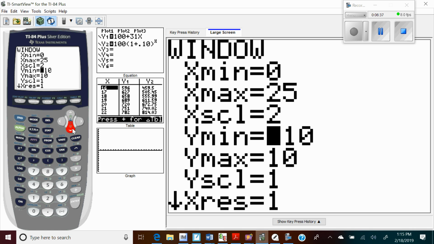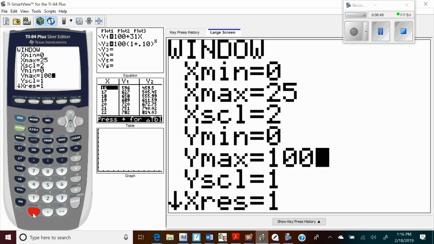Now we're going to do the y. The smallest y we need is 0. The biggest y we have is 1,000. And since we're going all the way up to 1,000, our scale should be something easy to read. So we would say like 100, 200, 300. So our scale should come every 100. Okay, so again, we've got 0 to 25 for the x with a scale of 2. We've got 0 to 1,000 for the y from 0 going up. And then our scale is 100.